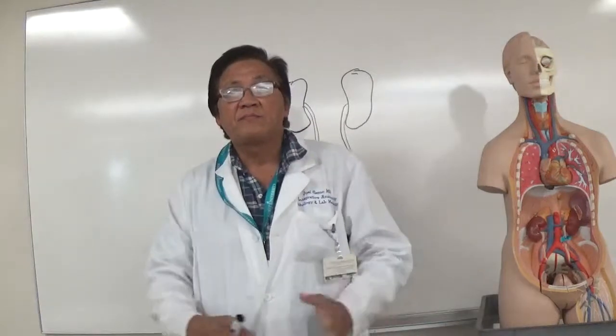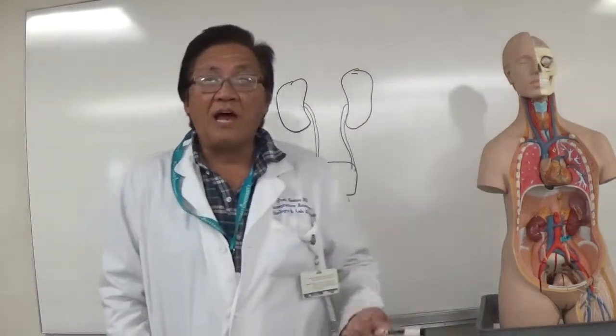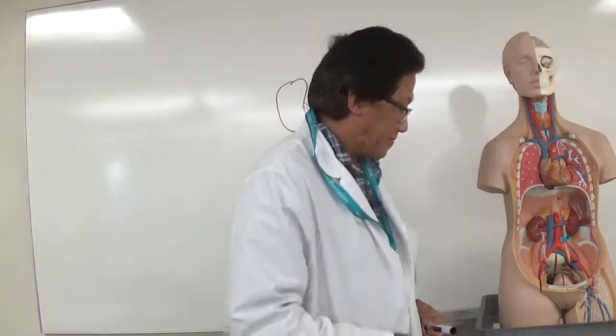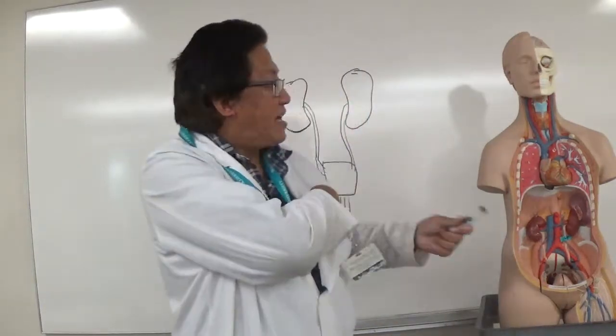So can anybody tell me what is the main function of your kidney? Filter what? Blood. Filters the blood, removes the waste from the blood, and allows the waste to come out where? The urine, right? Okay. So how many kidneys do we have, class? Two kidneys. One on the left and one where? On the right. Okay. So why is the right kidney lower than the left kidney? The liver sits right above.